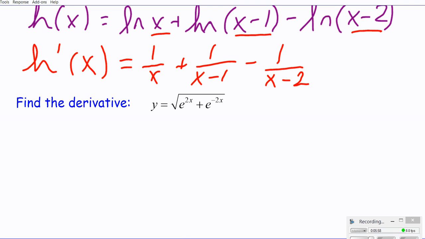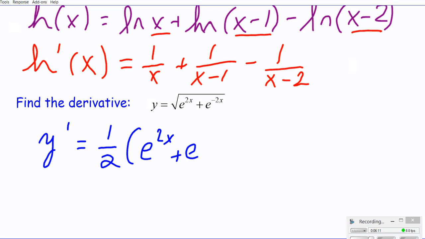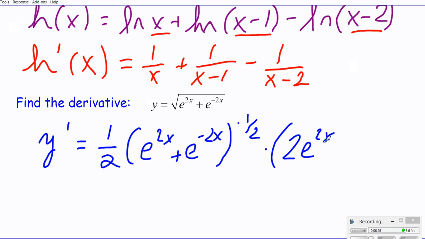On the next one, this is going to involve some chain rule. And so to take the derivative, we'll think of the square root as a power. So we have 1/2, keep the inside, knock down the exponent to a negative 1/2, and then chain rule, we have to take the derivative of the inside. And the derivative of e to the u is e to the u du. So we'd have 2 e to the 2x minus 2 e to the negative 2x from chain rule. And that would be it as far as I'm concerned.